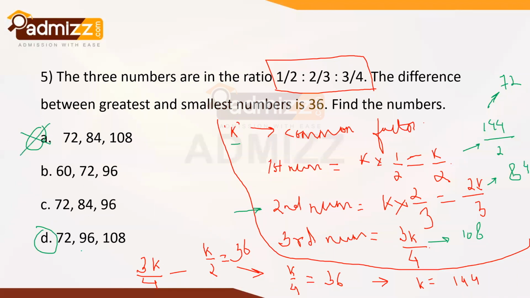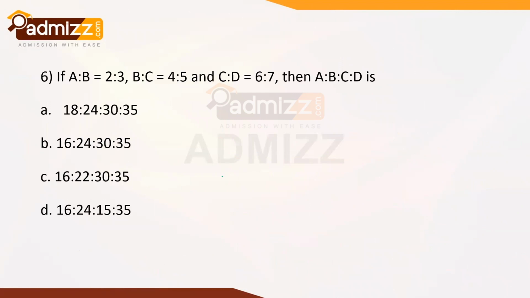The correct answer is D. The second number should be 96. Yep, absolutely. Thank you guys for that correction. With that said, let's move on. Question number 6. If A is to B equals 2 is to 3, B is to C equals 4 is to 5, and C is to D equals 6 is to 7, then what is the value of this ratio?